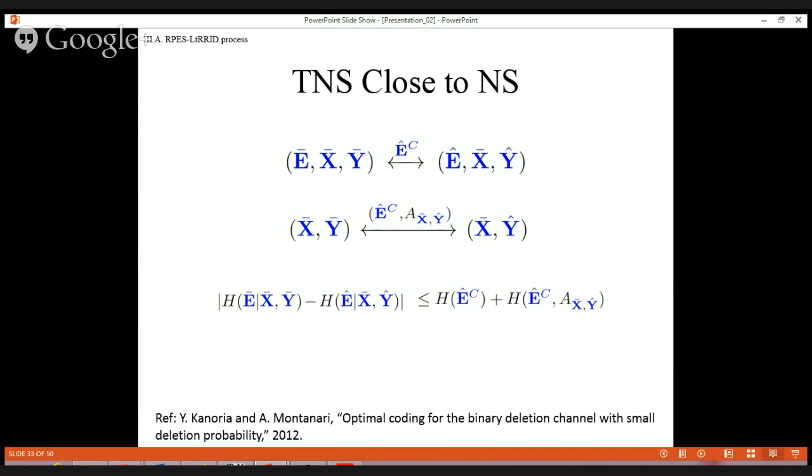After we calculate the typicalized nature's secret, we have shown that the typicalized nature's secret is close to the nature's secret. Here we refer to Kanade and Montanari's paper. We invoke a fact in there.